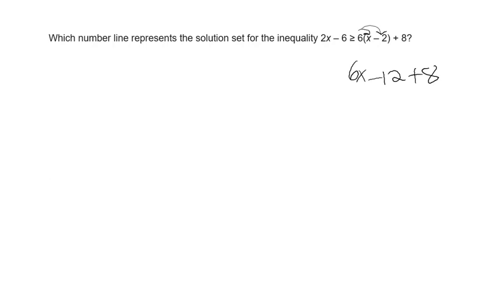I would then go ahead and combine my like terms on the same side, and negative 12 plus 8 is negative 4. So when I simplify the right-hand side, I get 6x minus 4. And then I have 2x minus 6 is greater than or equal to 6x minus 4. You have two options here. You could subtract 2x from both sides, or you could subtract 6x from both sides.